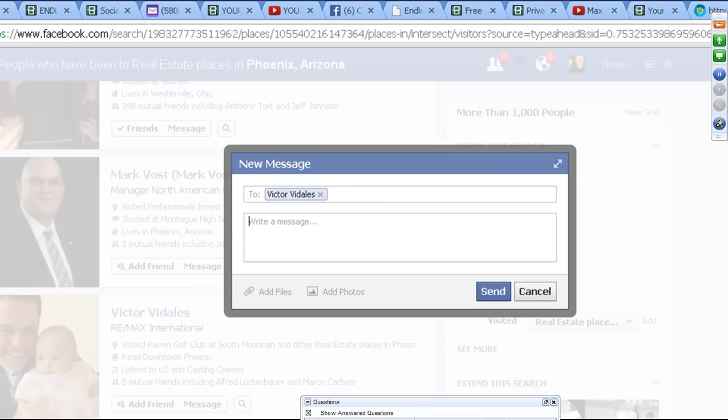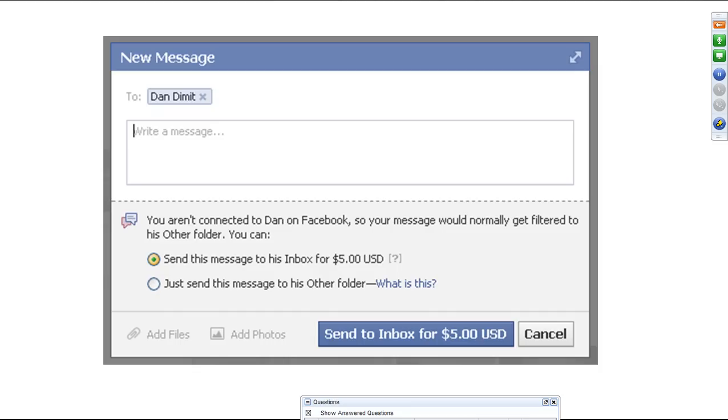Now, Facebook is making lots of changes. And when you contact someone you don't know, you might get a message like, hey, you aren't connected to Dan, so your message will go into his other folder, but you can get his message into his inbox for $5. And I assure you, you don't have to pay that. I've seen $5, $4.98. The biggest one I saw was $6. Or send this message to his other folder. Or maybe it'll be a $1 thing.